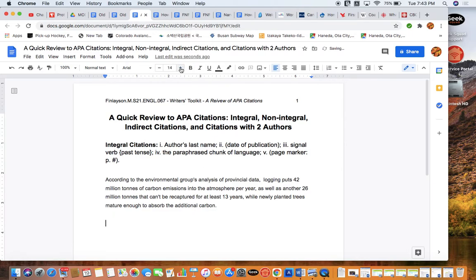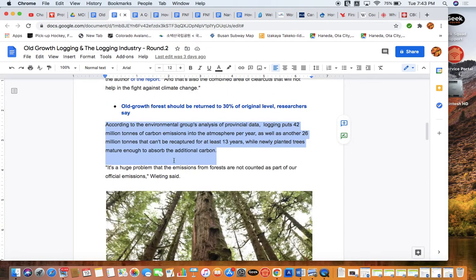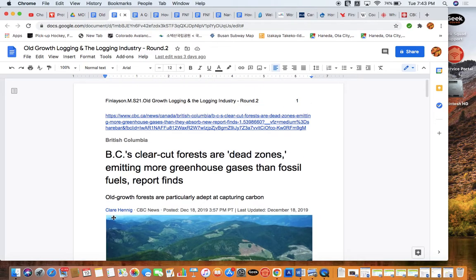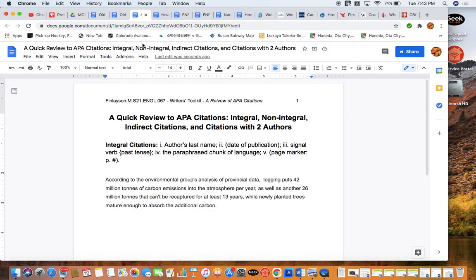Okay, so we're going up to size 14. So we'll go back and check that article. The Dead Zones article was written by Henning. It was written in 2019, so we need both of those pieces of information. So we'll start out. Henning, 2019, stated, this is one of those classic signal verbs. So we've got position 1, position 2 in the brackets, position 3 in the past tense. Now comes the all-important paraphrase.